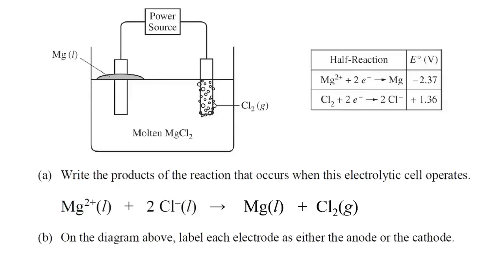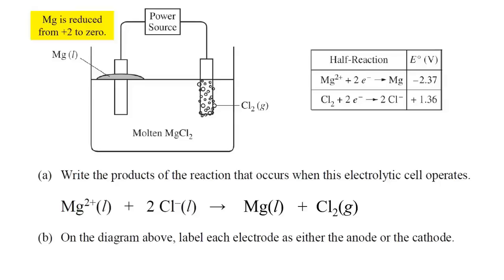Part B. On the diagram above, label each electrode as either the anode or the cathode. So the first step in the process is to decide whether the reaction that is occurring at each electrode is an example of oxidation or reduction. So for the magnesium that's being produced at that electrode on the left, the magnesium is changing from +2 to 0. That means that magnesium is being reduced at that electrode from +2 to 0.